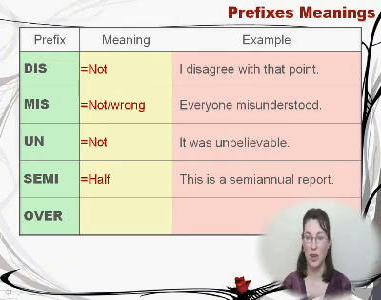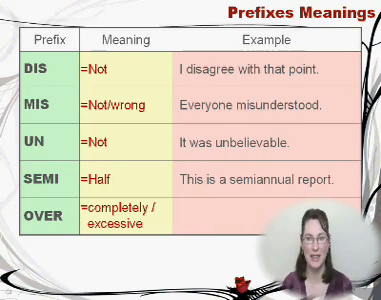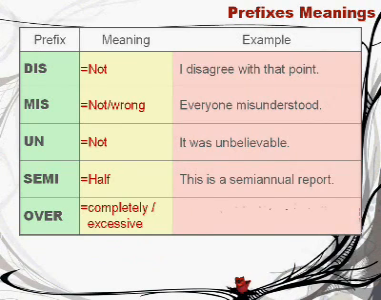And we have the prefix over. This means completely, 100%, or it can mean excessive, which means too much. In this example, it means completely. They were overjoyed to see him, which means they were completely joyed, completely happy to see him.